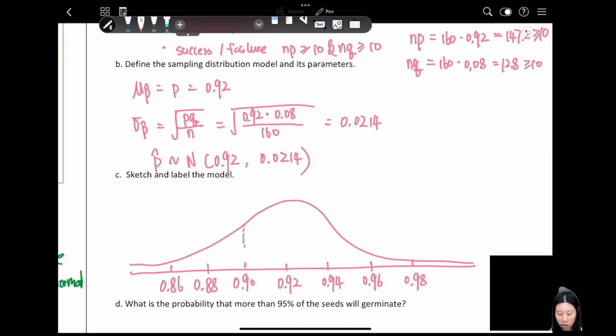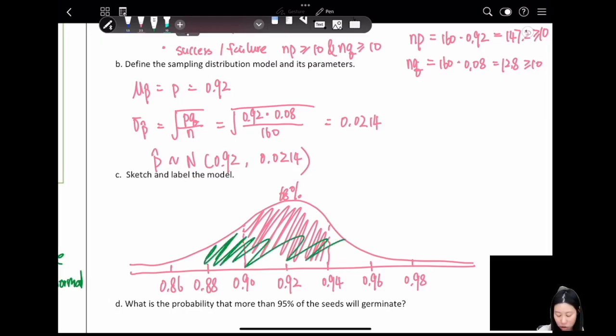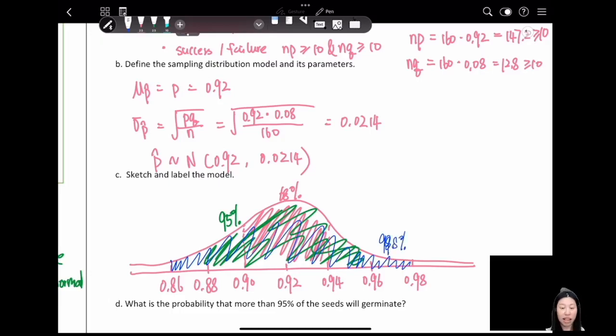We know that within the first standard deviation, this would be 68% of the area. Within two standard deviations, this will make up what? 95% of the area. And within three standard deviations, we have what? 99.7% of the area.